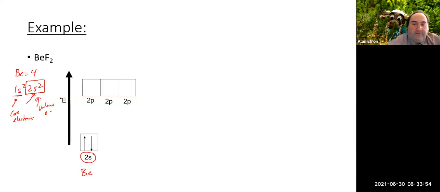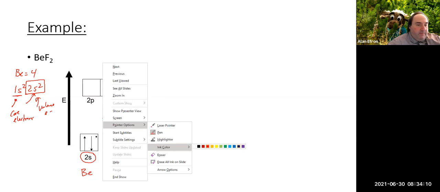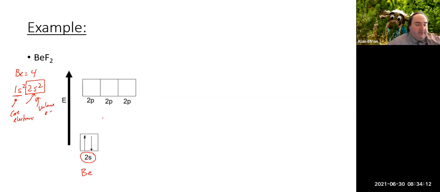Now, when we go through this process of hybridization, what ends up happening is that one electron in the lower energy level ends up being promoted to a higher energy level.